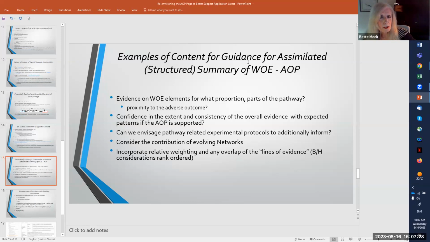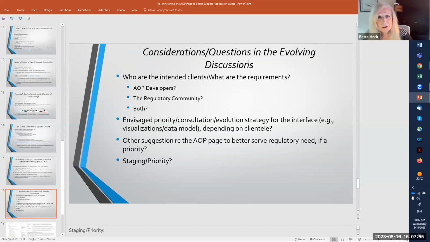The other aspect is to incorporate rating, relative weighting, and any overlap of the lines of evidence, so that the Bradford Hill considerations are rank ordered. But we've never actually taken that into account in assessing confidence, because we've considered them really separately in relation to the modular elements of the adverse outcome pathway. And then I think there's a number of questions here.